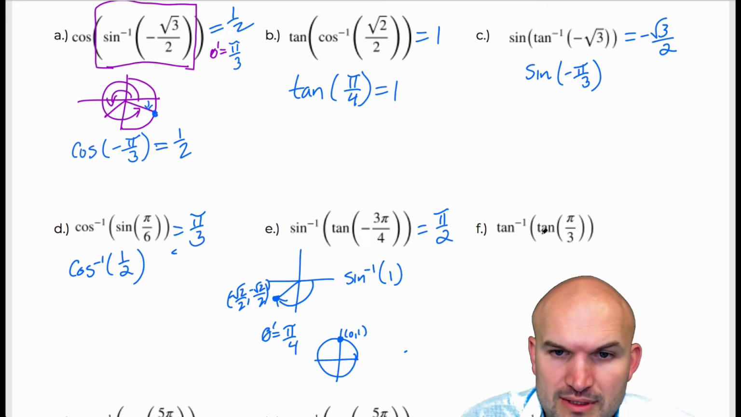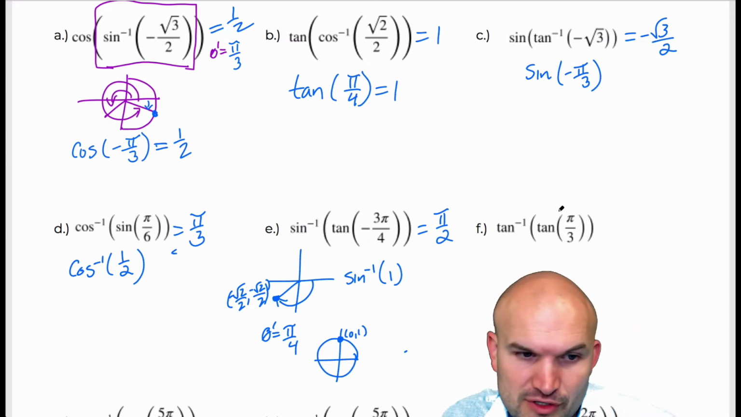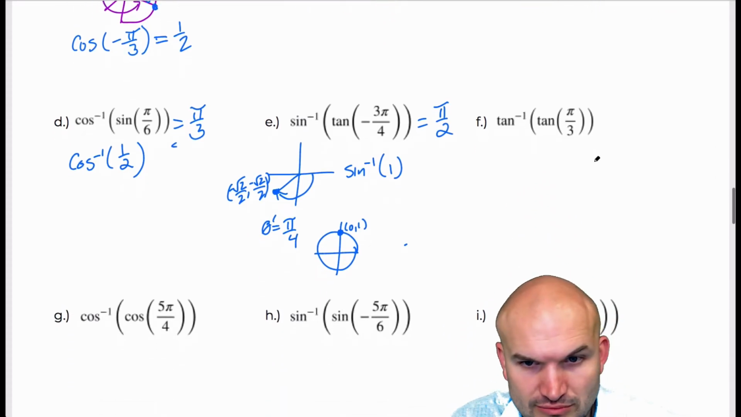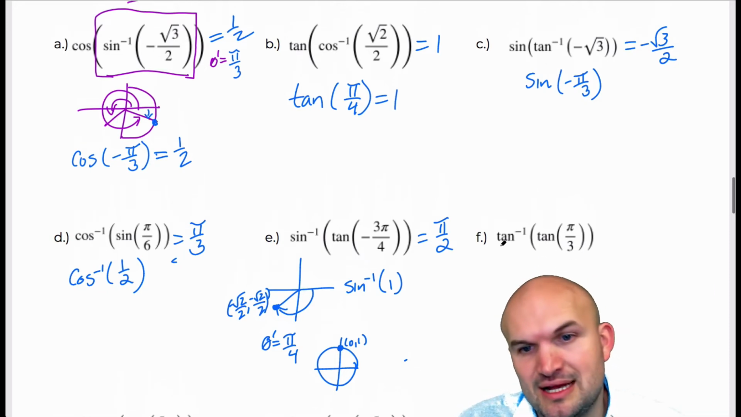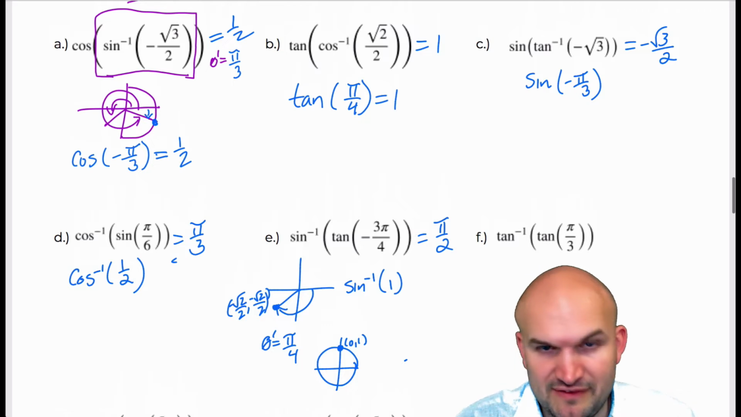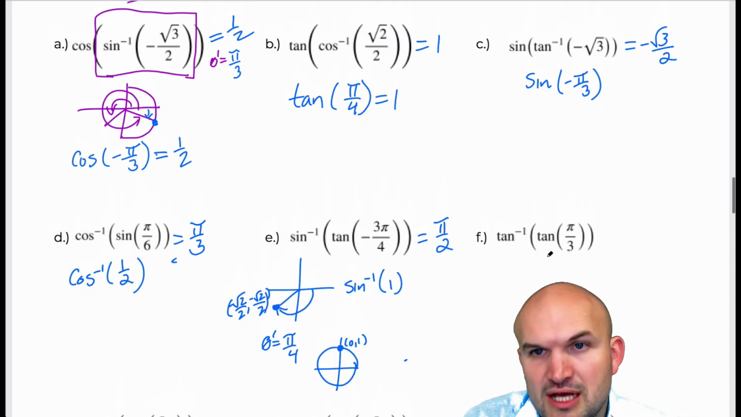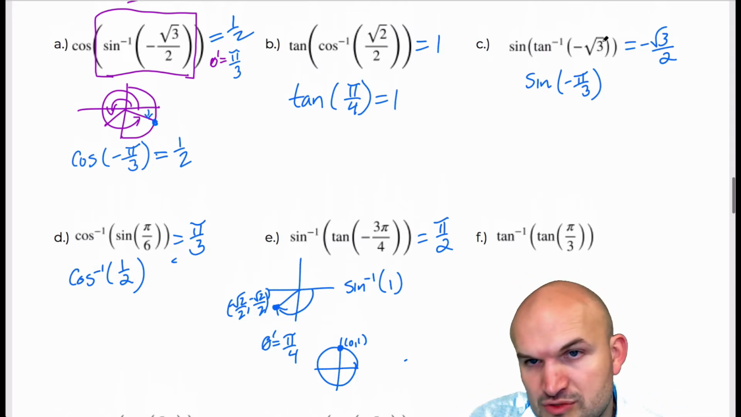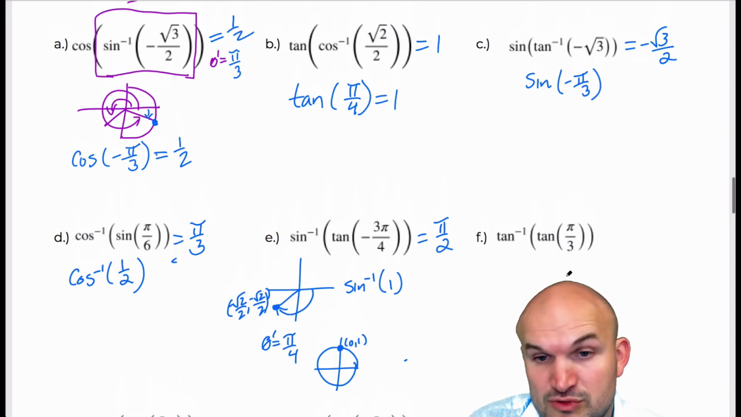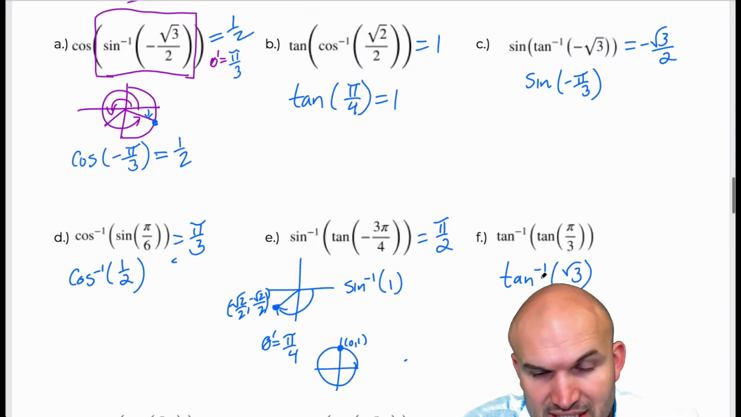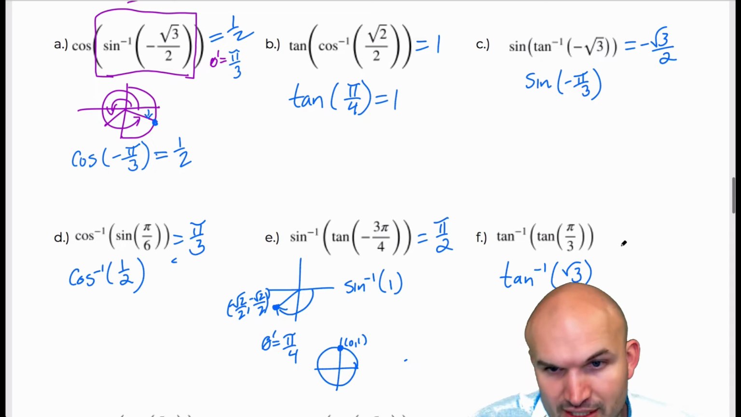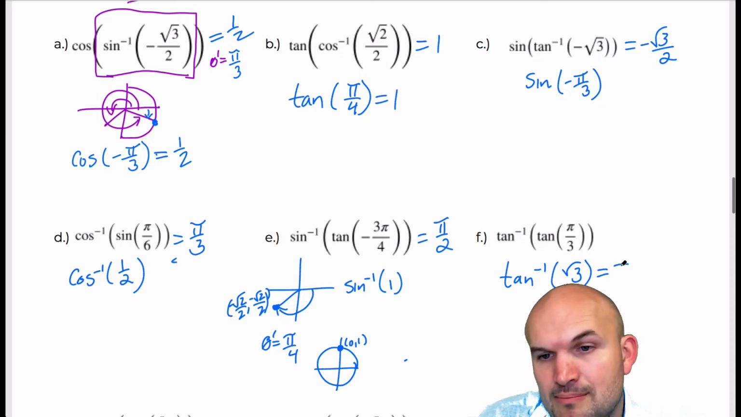So tangent of pi over 3. Now, this is in the first quadrant, so we can just kind of focus on this. Now, these should undo each other, right? If you're taking the tangent of pi over 3, which we know is going to equal square root of 3, then I have the tangent inverse of square root of 3. Well, obviously, the angle that gives us the square root of 3 here is just going to equal pi over 3.